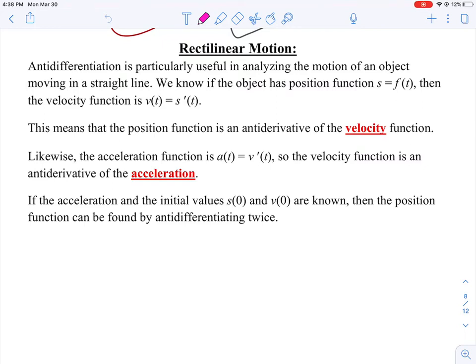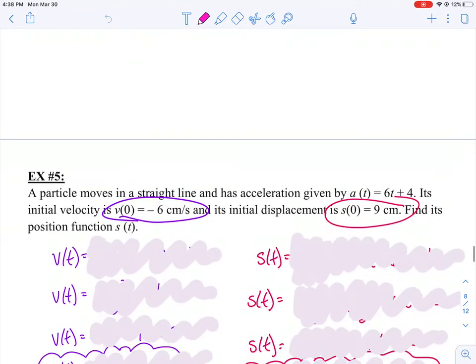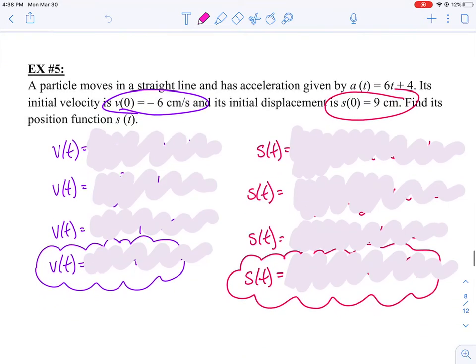Same idea with acceleration. Acceleration is the derivative of velocity, so that means the velocity is the antiderivative of acceleration. If we know the acceleration, we can take the antiderivative and get the velocity, and so on. If the acceleration and initial values in my position and initial values in my velocity are known, then we're able to find the position function by anti-differentiating twice. So let's do a few examples here.